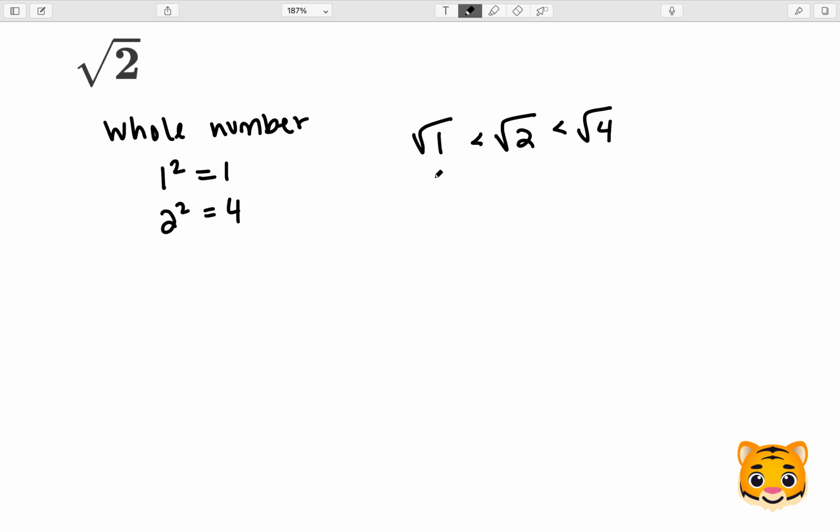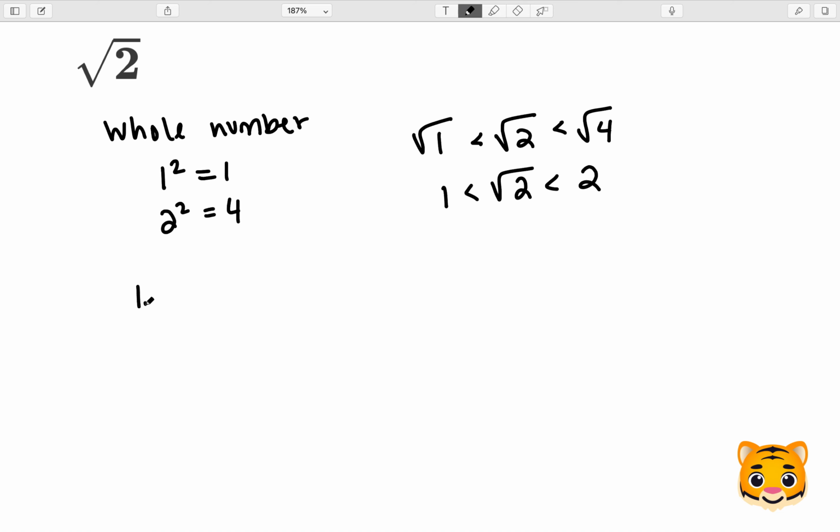Because 1 squared equals 1, we can then rewrite the square root of 1 as 1, and we can also rewrite the square root of 4 as 2, because 2 squared is 4. Now we can see that the square root of 2 is between 1 and 2. And now we can estimate a tenths place value to which the square root of 2 can be approximated.